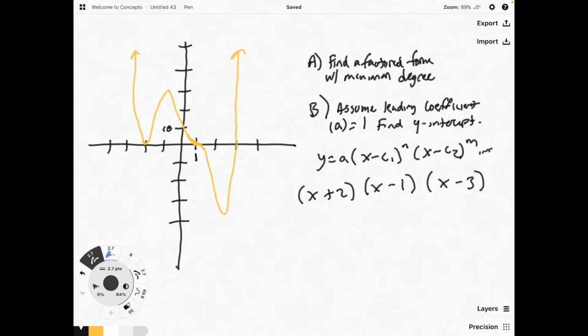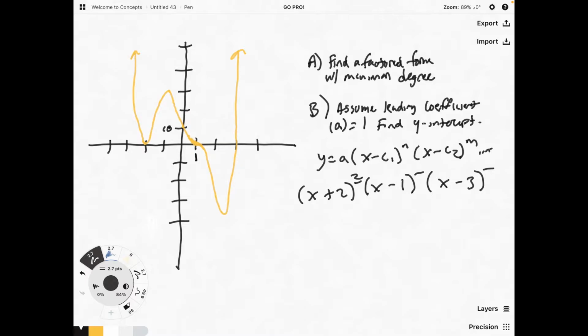Now what we need to identify are our powers here up top, and we can identify those with the patterns that we just looked at. If x does not cross the x-axis, then we know that it's going to be an even degree. And with that, we're going to use the minimum degree, so we're going to choose a 2. Because we could choose 4, we could choose 6, however, we're trying to find the minimum degree. So that's why we're going to choose 2 there.